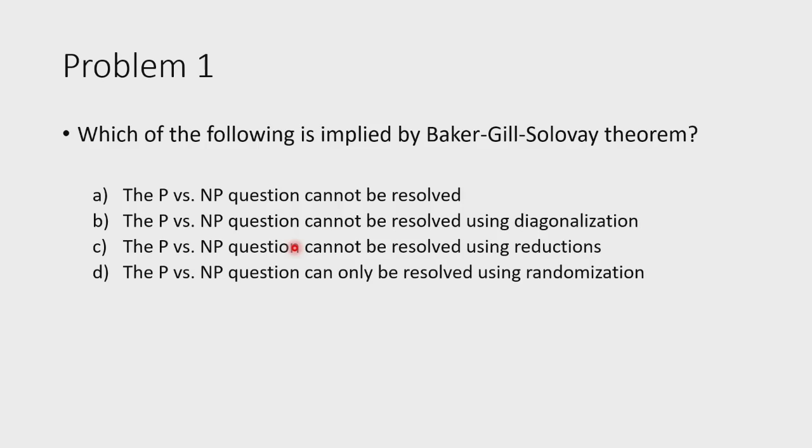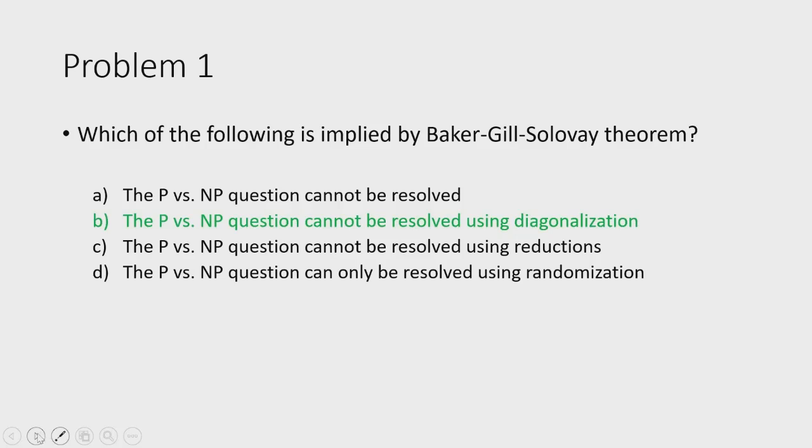Okay, so if everyone is fine with the theory, we'll start with the first problem. The problem is the following: which of the following is implied by the Baker-Gill-Solovay theorem? The P versus NP question cannot be resolved at all. The P versus NP question cannot be resolved using diagonalization. The question cannot be resolved using reductions. The question can only be resolved using randomization. This is just a recall question. So what's the answer to this? I think the answer is B. Yeah, P versus NP cannot be resolved using diagonalization.